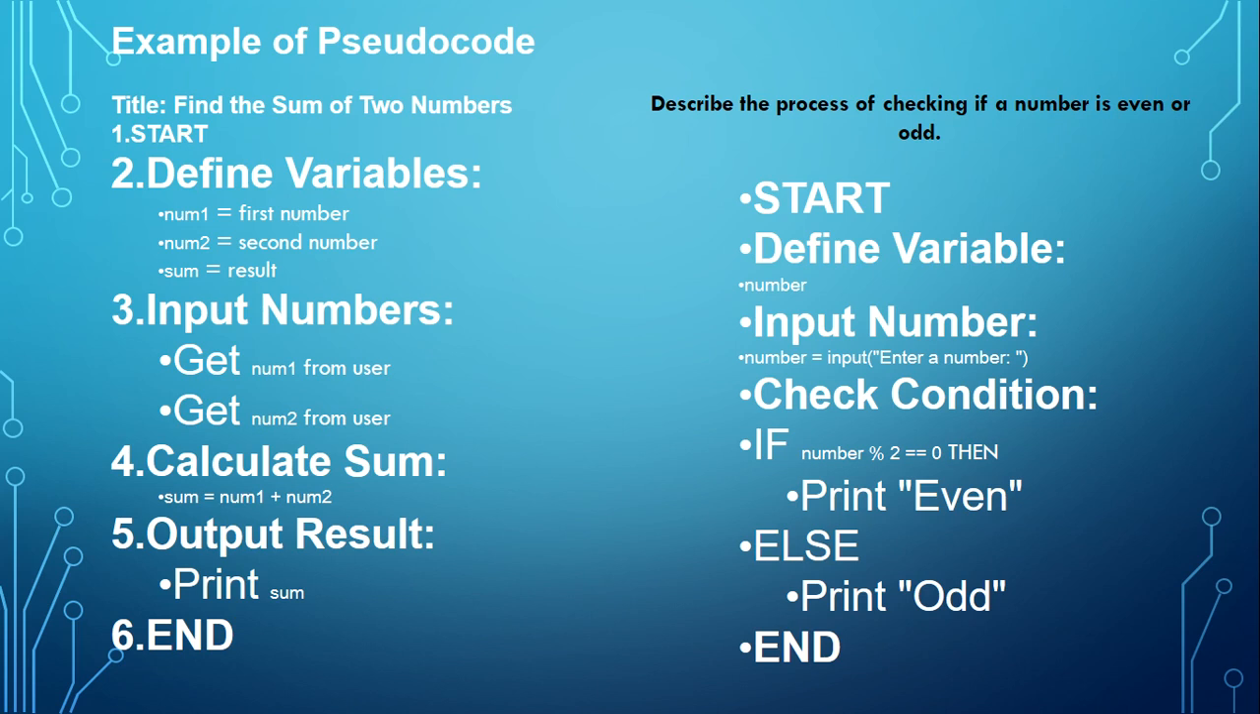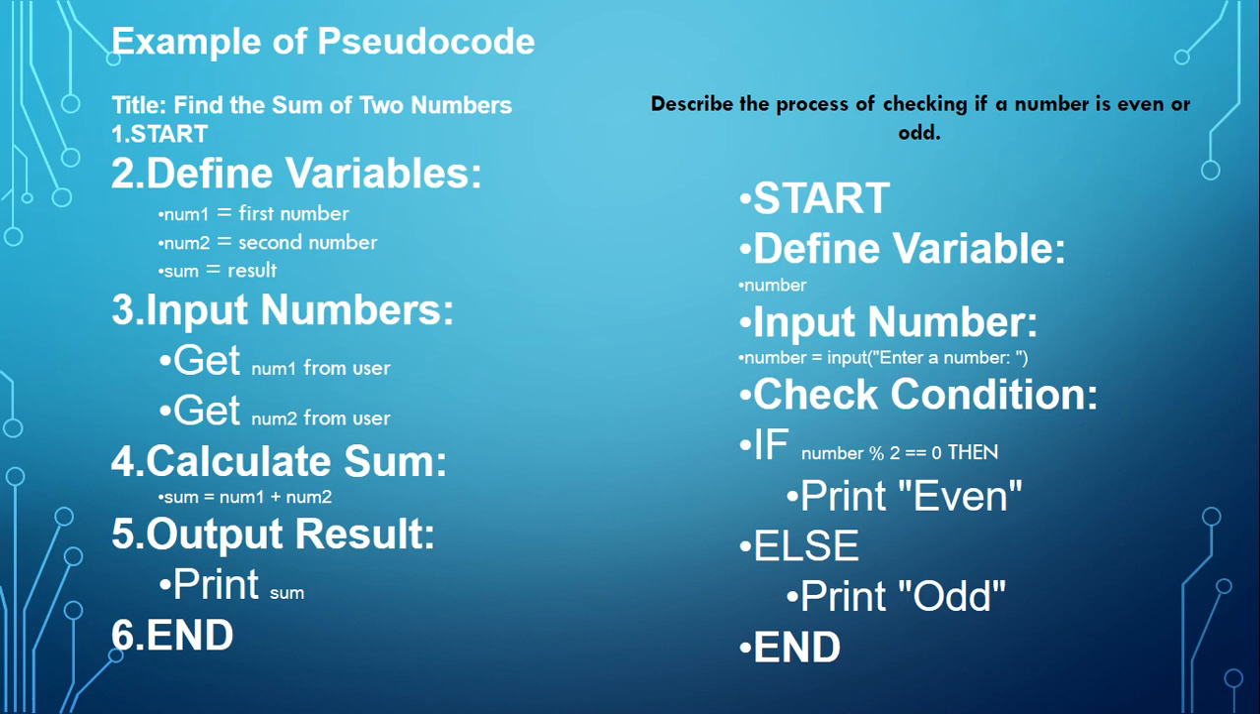Then describe the process of checking if a number is even or odd. Now this is a different pseudocode. You can still see I start with the word start and end with end. But here we have defined the variables. What are we defining? Number. What are we inputting? Number. So the number is equal to enter a number.